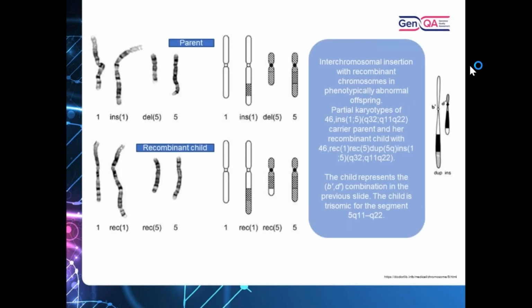So here we have a real life example, if you like. This is an insertion between chromosome 1 and chromosome 5. There's a chunk of chromosome 5 inserted into chromosome 1. In the lower part of the diagram, we have a recombinant 1 and recombinant 5. The child represents the BD combination in the previous slide. So the child is actually trisomic for the segment 5Q11 to Q22.